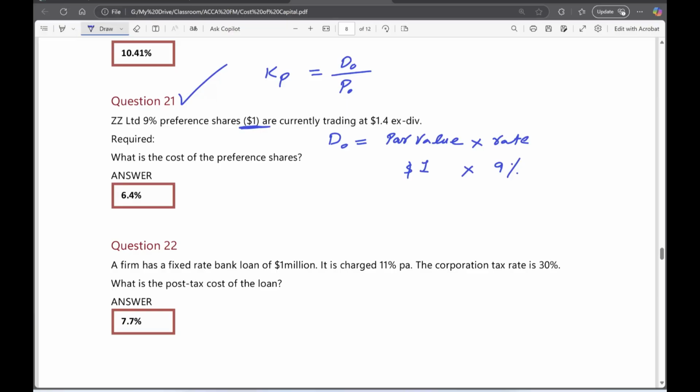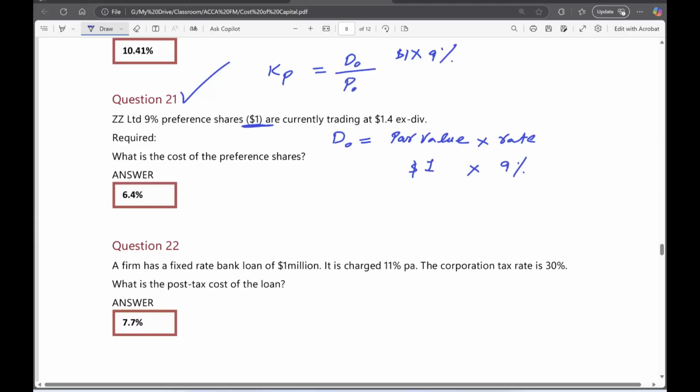So here dividend is not 9. Here dividend is $1 into 9%. I think you will get 0.01 or maybe 0.001, I don't know. But whatever answer you get, here $1 into 9% divided by the ex-interest market value 1.4. That will give you the answer. Try that. The answer should be 6.4% approximately. The cost of the preference share is 6.4%.